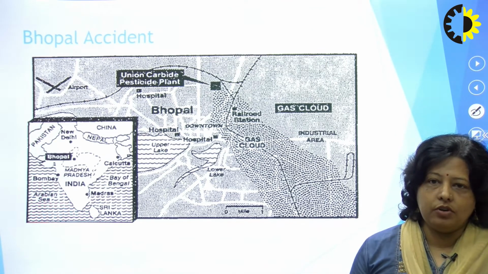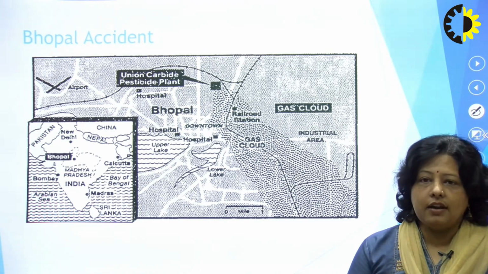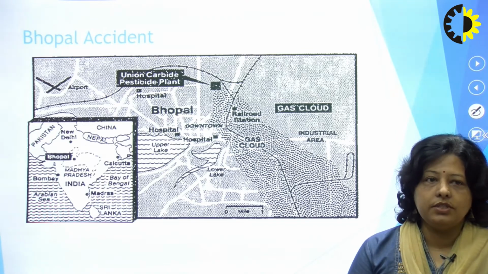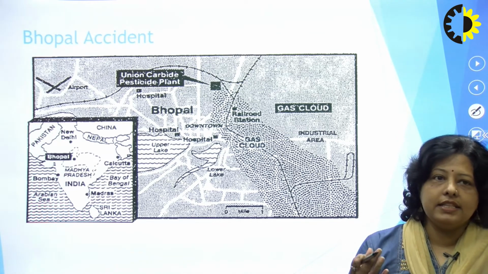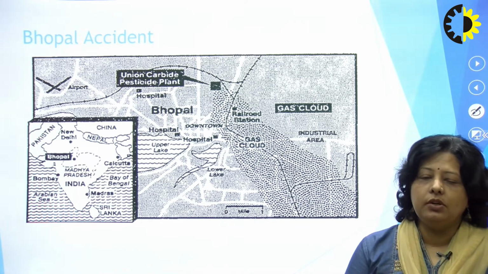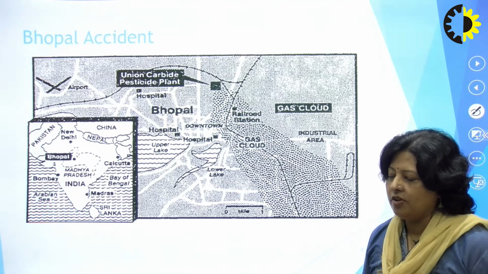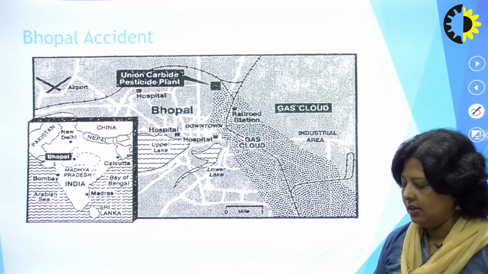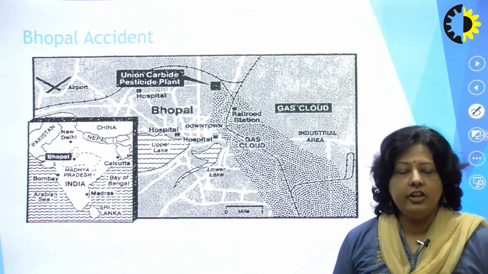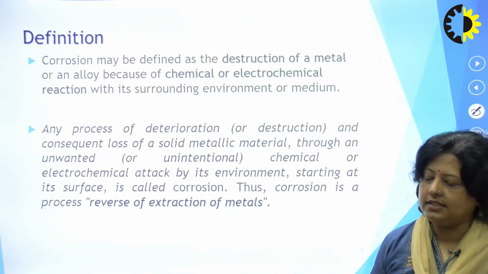We cannot forget the 1984 Bhopal gas tragedy, which occurred due to just corrosion: the gas leakage, methyl isocyanate leaked. All this tragic incident happened due to a very small reason, that is corrosion. So, this could lead to so much deformation and such tragic incidents, and that is why we have to study corrosion in detail, so we can reduce the consequences of this corrosion.